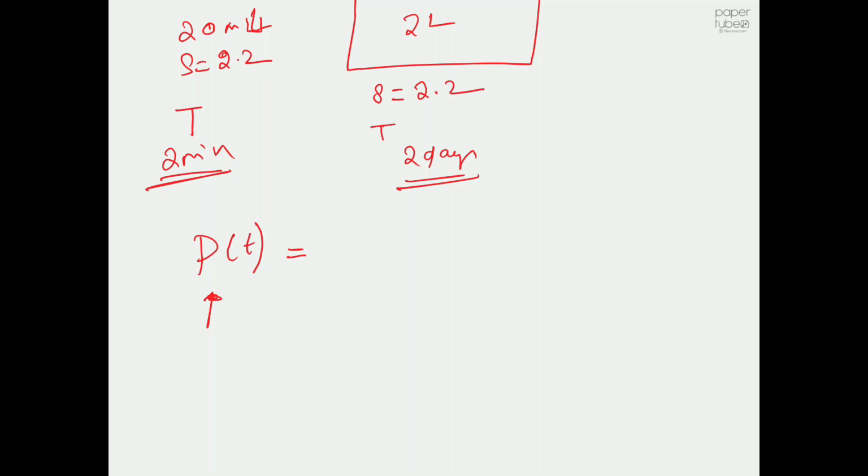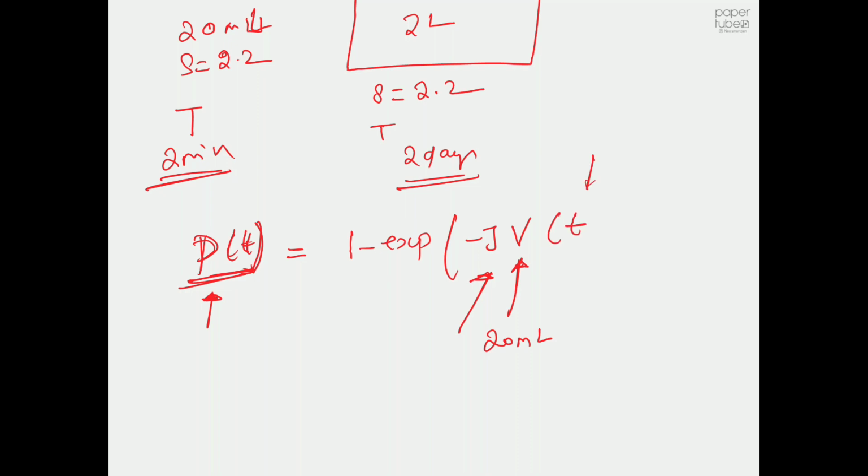So if we start with 100 experiments, we can still calculate this function. If we perform the experiment with 20 vials, we can still get P of t. So 1 minus exponential. J is your nucleation rate. V is the volume of your solution, say we are performing the nucleation experiment with a 20 ml solution. And then t is the time at which each of your vials gets nucleated. So time of nucleation.